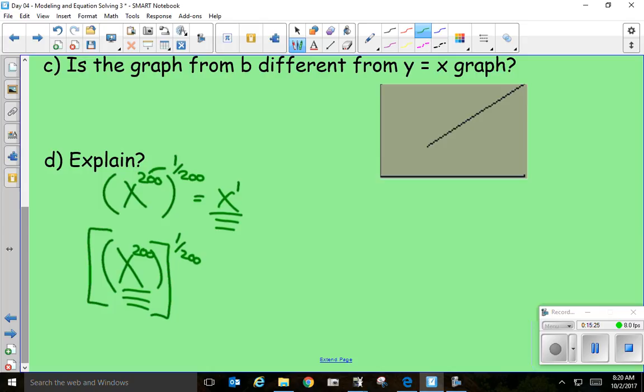The calculator only goes out how many decimal places? 12? I don't know what it is. But it goes out further than that. It's just like, I can't handle this. Kind of like calc students.